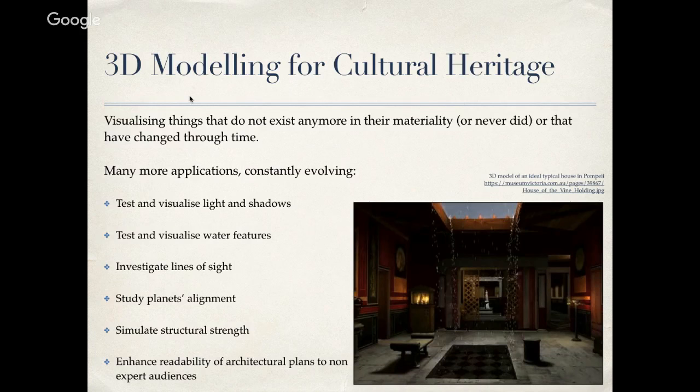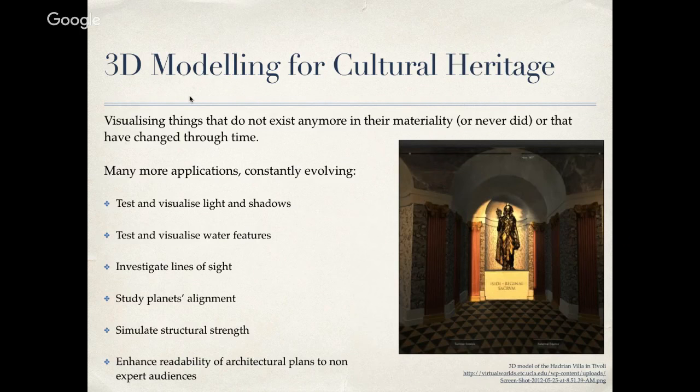Or you can test machines and features, like, for example, the functioning of theatrical machines or of a water feature, like an impluvium in a Roman house. You can investigate line of sight and what was visible from one point of the building, what was reachable from one point of the building. But I mean, you can go wilder if you like and even investigate planets alignment. It has been done. Or you can go more into the technicality of the materiality of the building. For example, make simulations about structural strength according to different materials and so on.